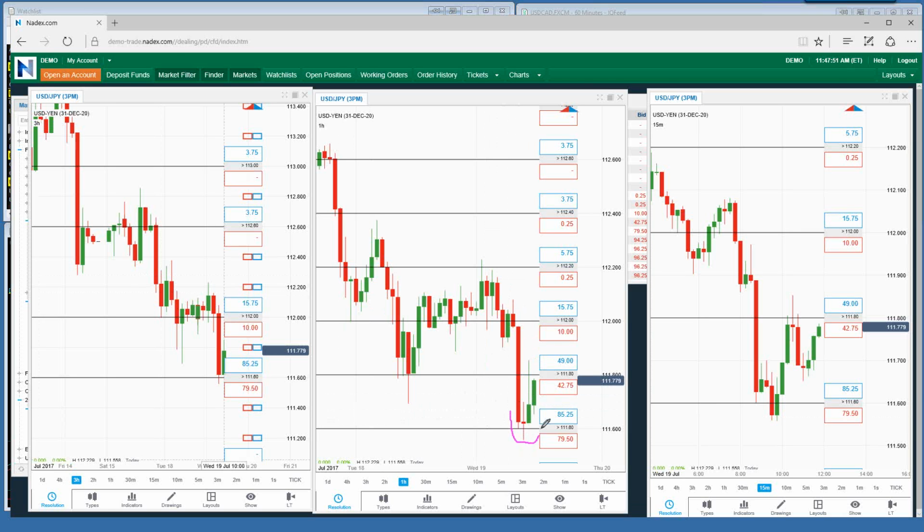This reversal bar pattern right here, it may actually go up one tick right here, and then it could close on the bottom, and that will be on the next 1-hour bar. It will close down here, and you'll lose this trade over here.